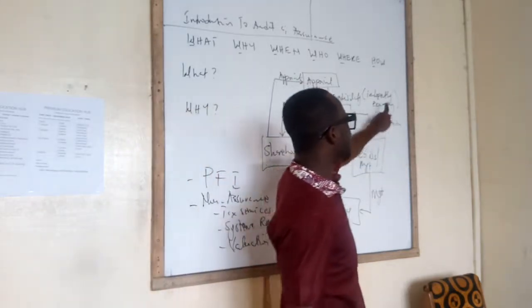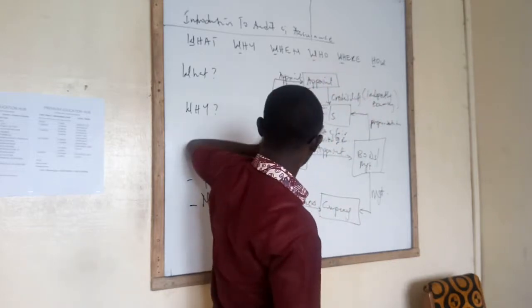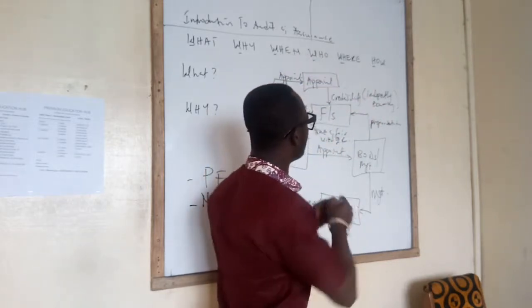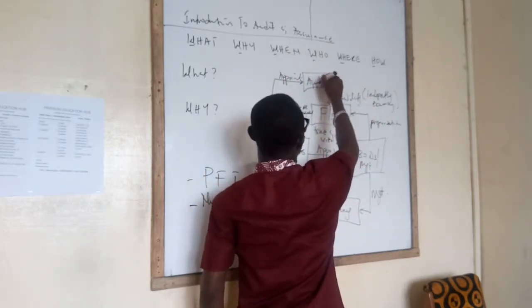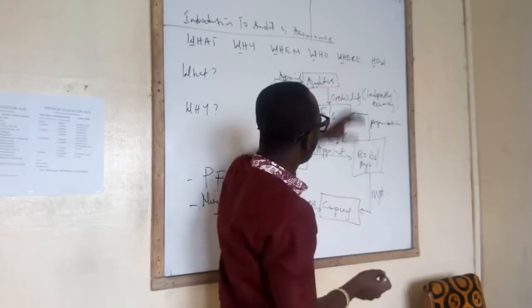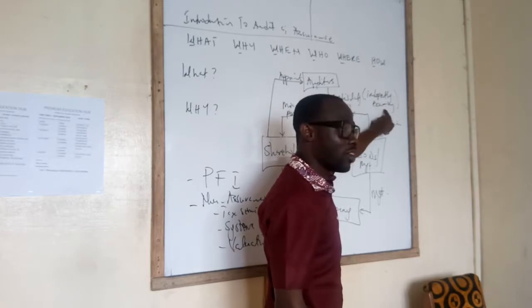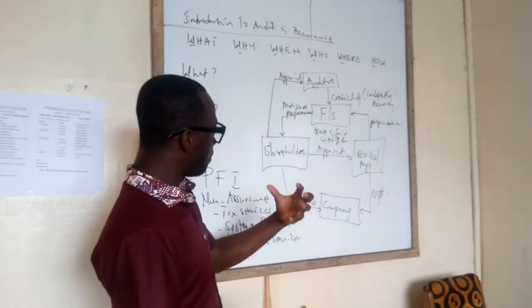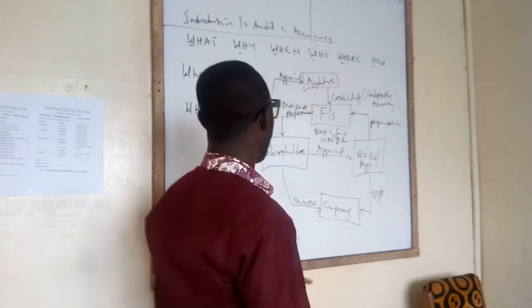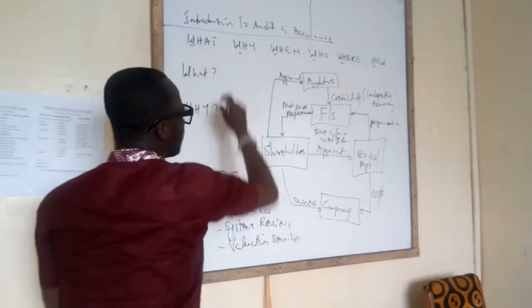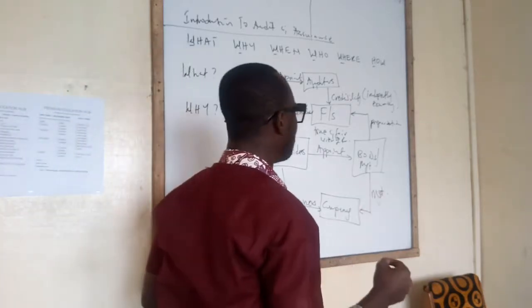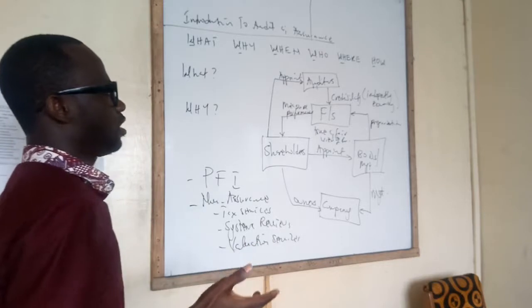Now remember what I said here, that when the shareholders appoint the auditors, the auditors must independently examine the financial statements. Meaning they must be independent, and we will come to that under who in a moment. So auditing is the independent examination of financial statements.